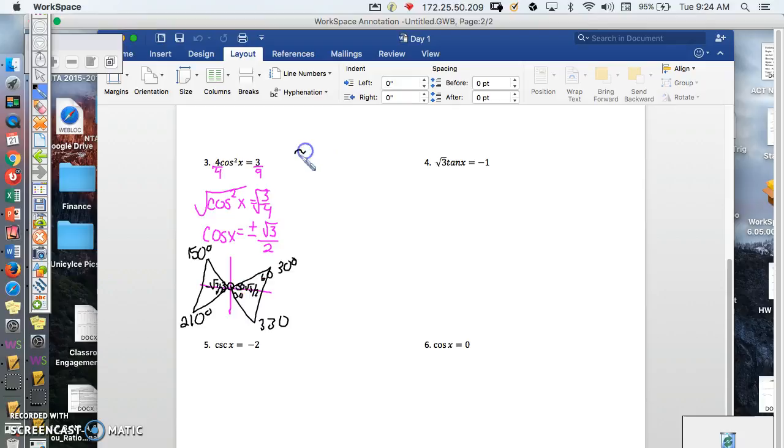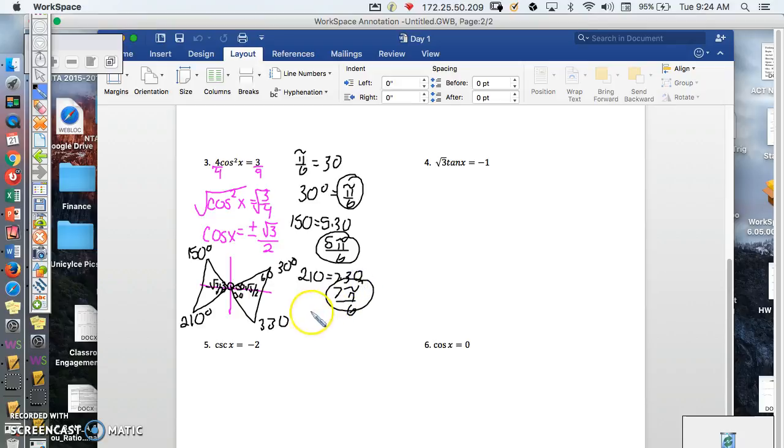So again, we have to remember pi over 6 is 30 degrees. So 30 degrees equals pi over 6, so that's our first one. 150, 5 times 30, so that's 5 pi over 6. 210, 7 times 30, so we have 7 pi over 6. And then 330, 11 times 30, so we have 11 pi over 6.